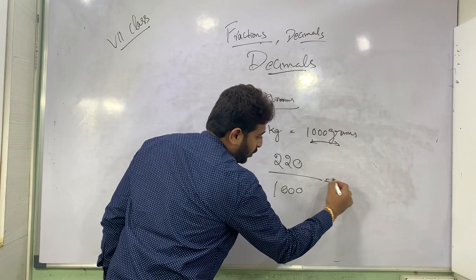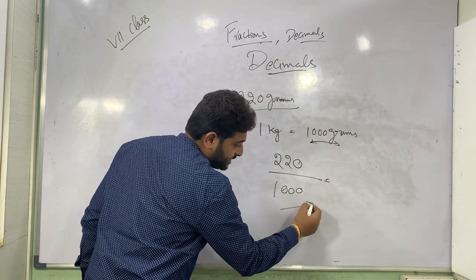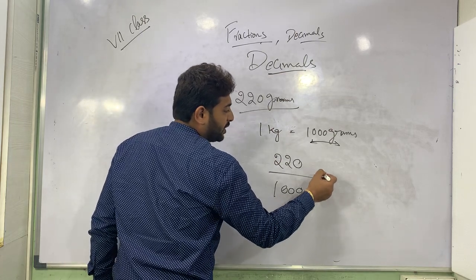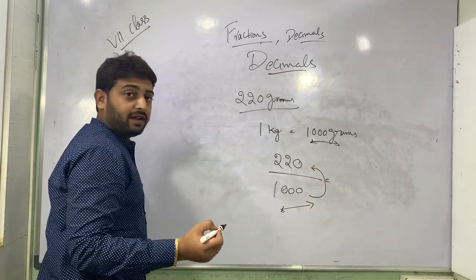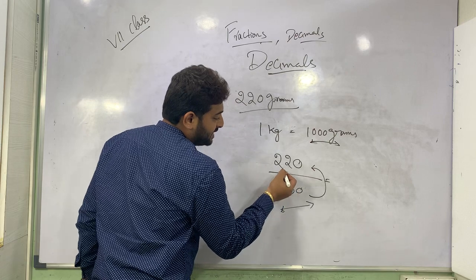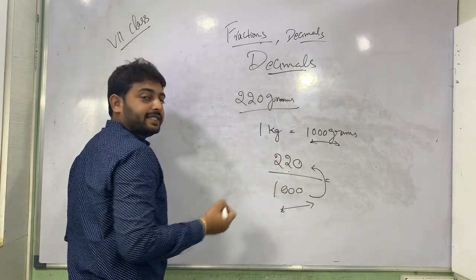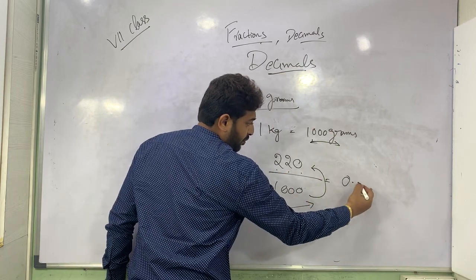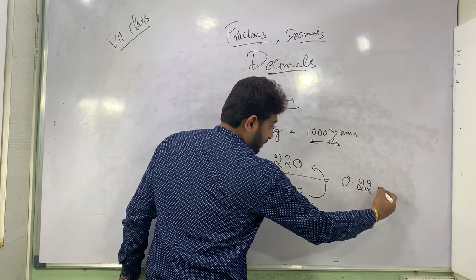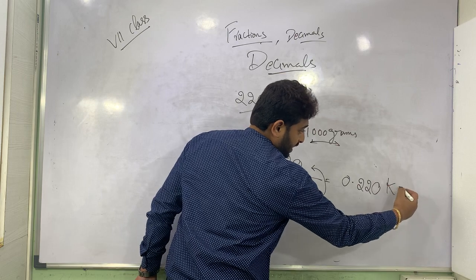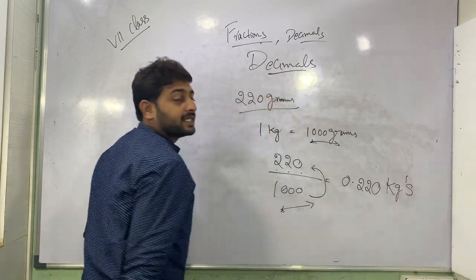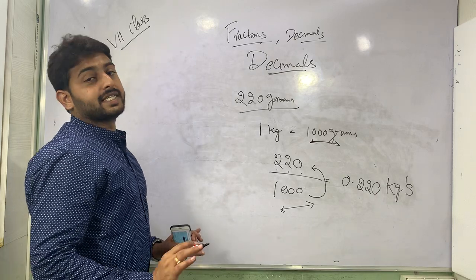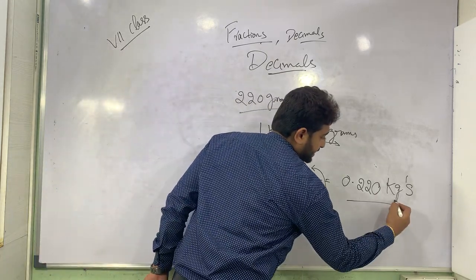1000 equals... when there are three zeros in the denominator, when you move the zeros to the numerator, you need to place the decimal point before 3 digits. Okay, 1, 2, 3. That would be 0.220 kgs or kilograms. So that is your answer. 0.22 kgs or 0.220 kgs.